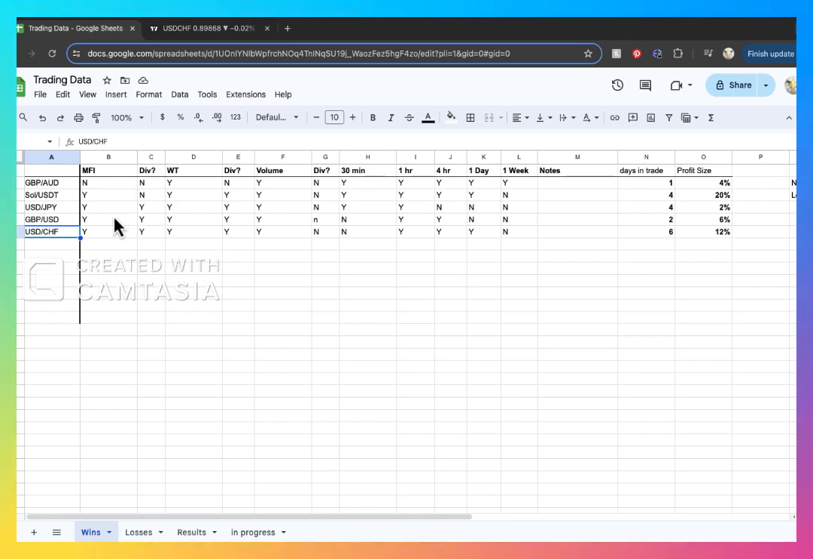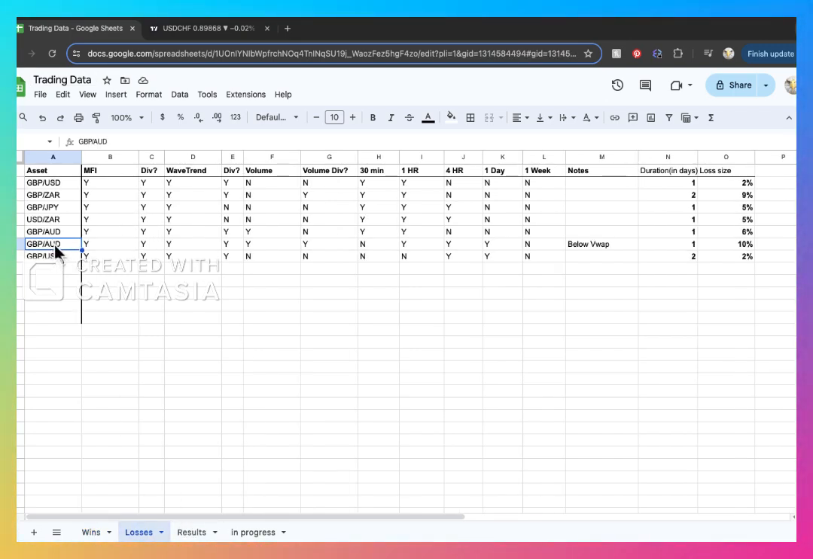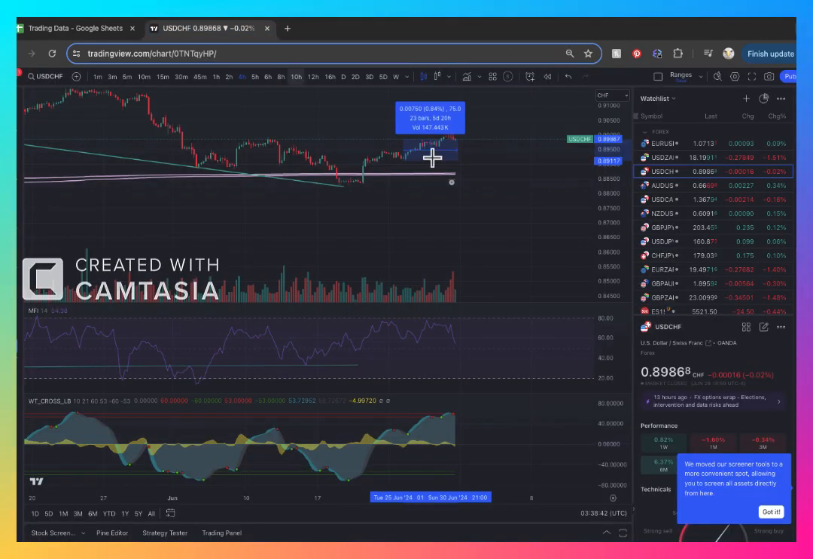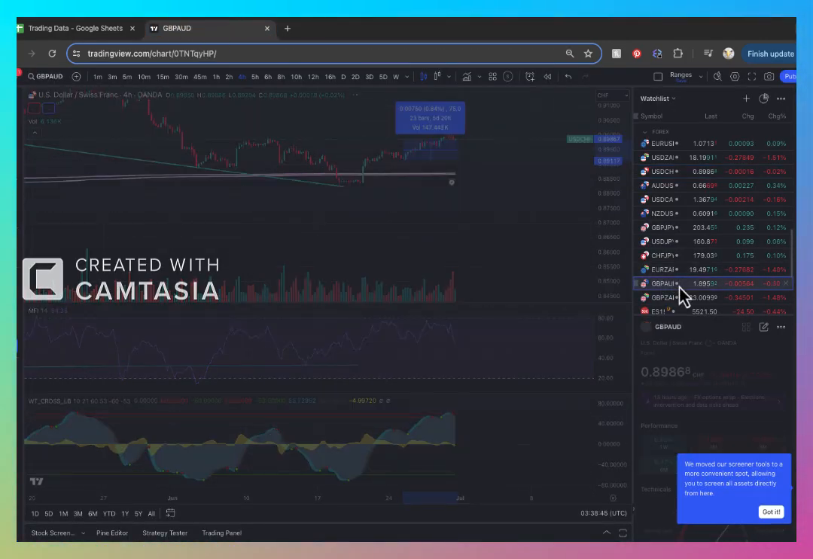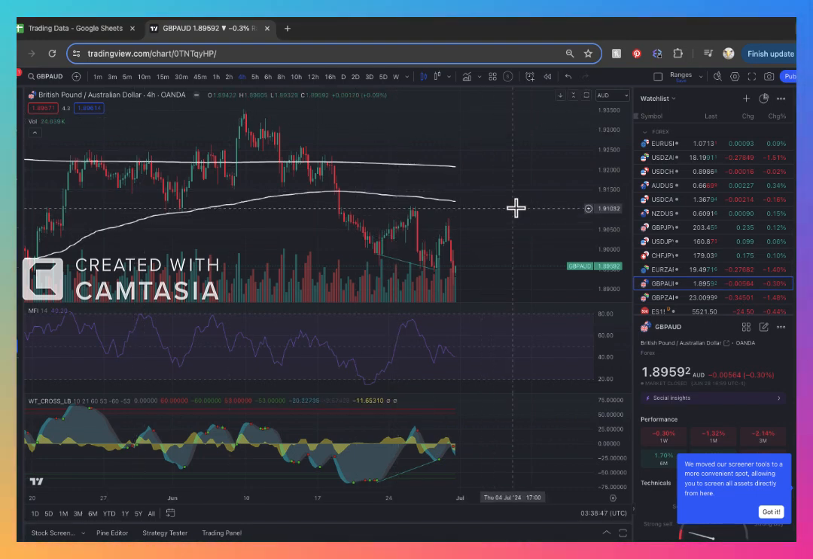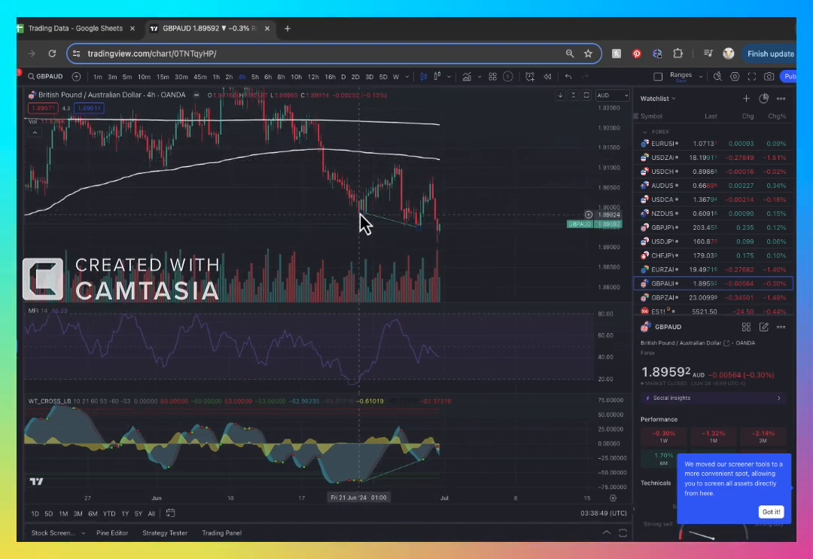And then if we want to look at a recent loser, like JPY AUD, on the 4 hour we had a divergence on money flow index and on wave trend. Had a bit of volume here. Could have assumed it was going to go up somewhat, and we did go up. I think we were up about 8% in our trade.